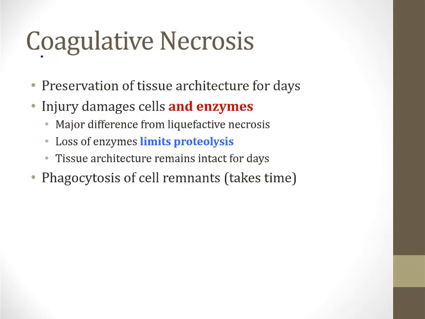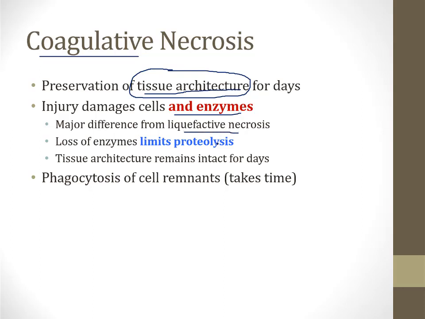We'll start by talking about coagulative necrosis, which is the most common form of necrosis. The hallmark of this form of necrosis is that the tissue architecture is maintained for several days, and this is a key point. The tissue does not just fall apart, but it maintains to some degree its original shape and architecture. The reason this type of necrosis occurs instead of some other type is because the injury that causes cell death and necrosis also damages cellular enzymes, and this is the major distinction between coagulative and liquefactive necrosis.